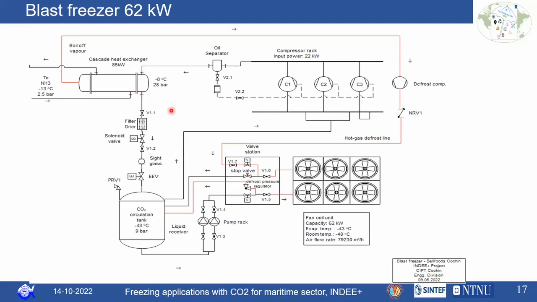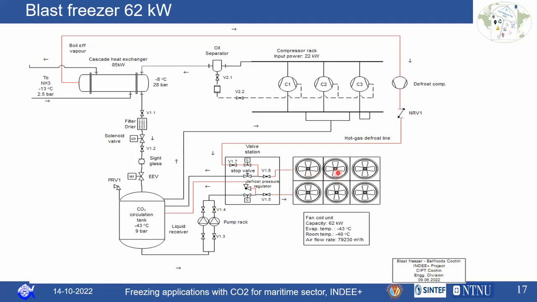Then the CO2 is expanded to the CO2 circulation tank. You can have an intermediate receiver in between, or else you can directly expand it to the CO2 circulation tank to reduce your cost. That can be done. And the CO2 circulation tank will be at around minus 43 degrees Celsius, around 9 bar pressure. The liquid will be pumped to your evaporator. And these are the evaporator coils, which are basically the fan coil units that we can see.